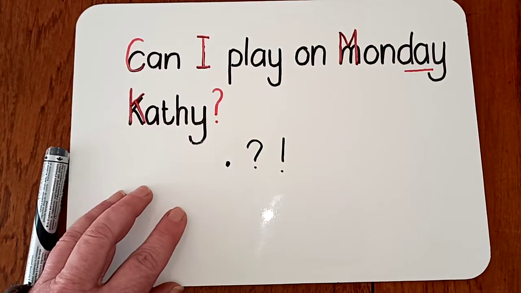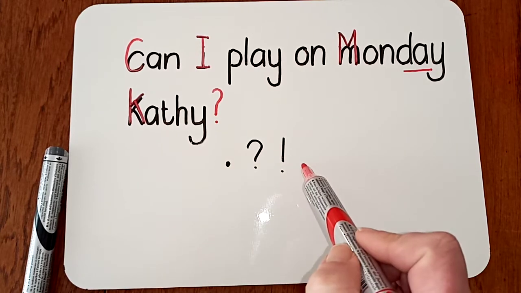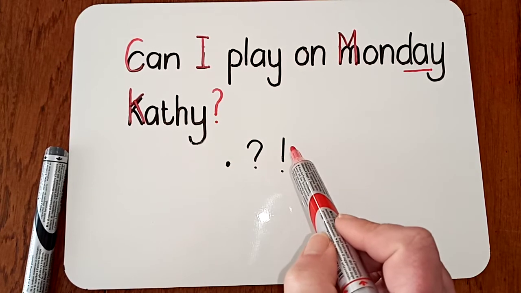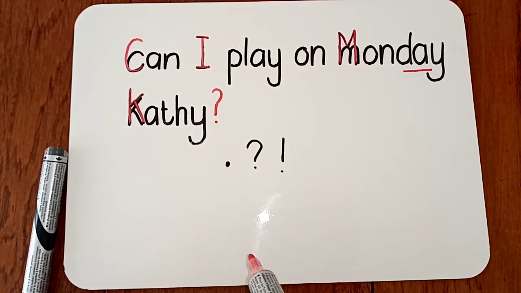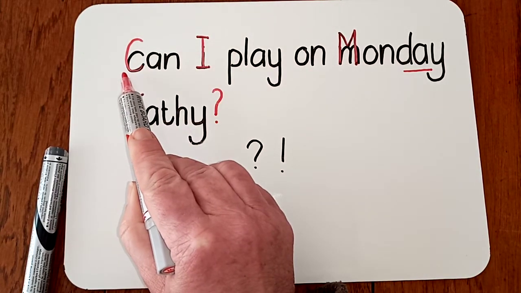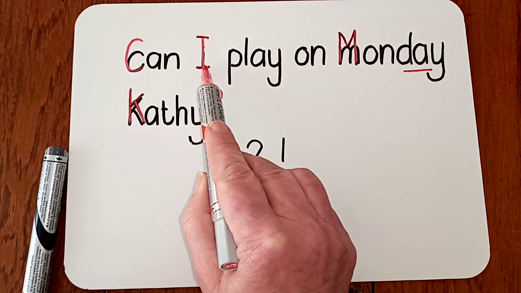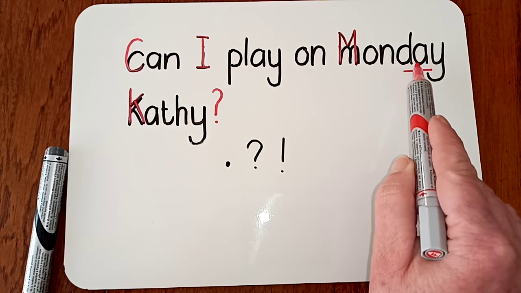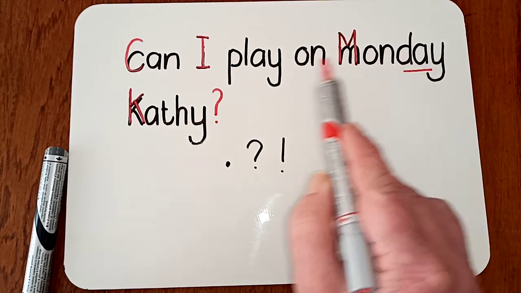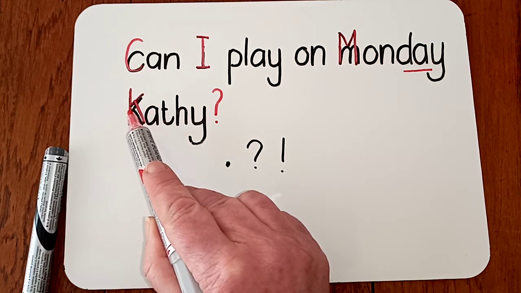Right. So having a look at this, we have learned these three now, so I'm not going to go through those again, but this is where we had capitals in the sentence. The start of a sentence, I is always a capital. Monday, because it's a special name of a day. And Kathy, special name of a girl.